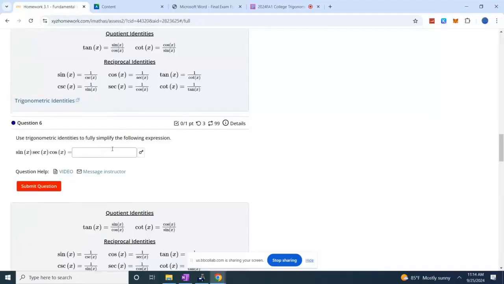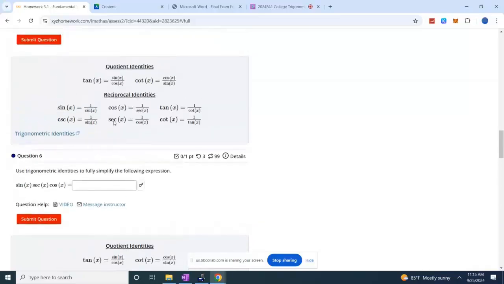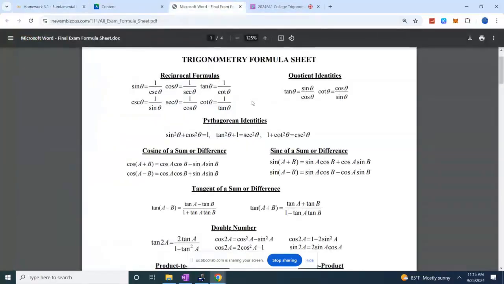All right, we kind of jumped ahead and we took a look at the 3.1 section. Before we actually get into some of the problems, you'll just notice that in the homework problems, they have the identities embedded in the homework. Now, just taking a look at the formula sheet, we've already talked about the reciprocal formulas. We've taken a look at the quotient identities. And we've in a roundabout way looked at the Pythagorean identities.